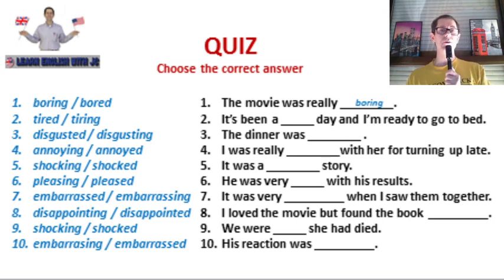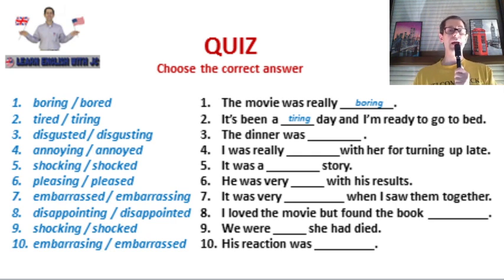Number 2. It's been a... day and I'm ready to go to bed. Are you talking about your feelings? No, you're talking about the day. The subject is the day, not you. Therefore, the sentence becomes: it's been a tiring day and I'm ready to go to bed. Because you're not talking about your feelings, you're talking about the day.